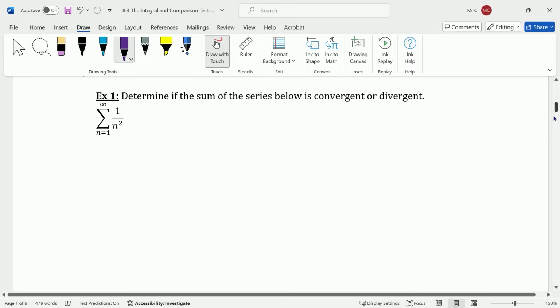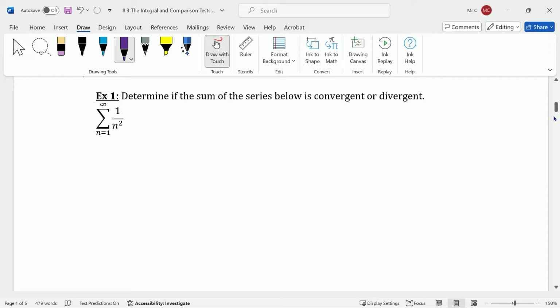Okay, so let's go ahead and dive into an example. Determine if the sum of the series below is convergent or divergent. All right. Well, we've got the sum from n equals 1 to infinity of 1 over n squared. And so we're going to let f of x here be 1 over x squared. This is the same thing as x to the negative second.